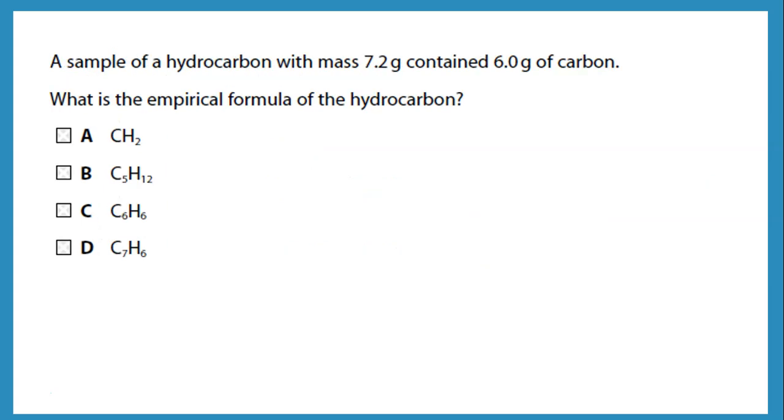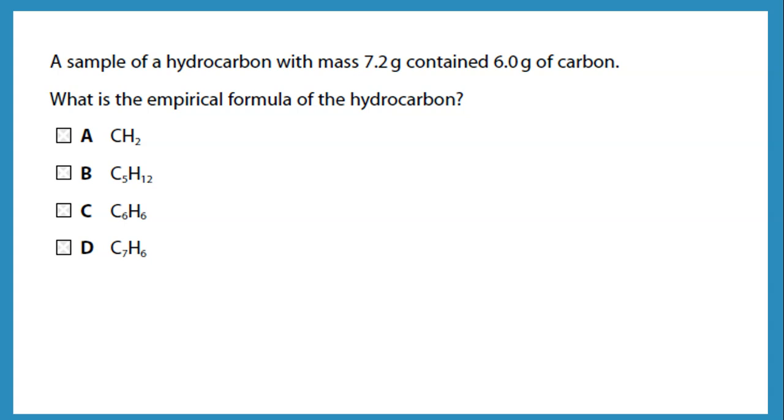Okay, what about this one? Another type of question is where we are required to get the empirical formula or the molecular formula in some questions. So here the question says, a sample of a hydrocarbon. I'm going to remind you that the word hydrocarbon means my compound has only hydrogen and carbon. Hydrocarbon with a total mass of 7.2 grams. Now, we're told that in the 7.2 grams, this contained 6 grams of carbon. What is the empirical formula?